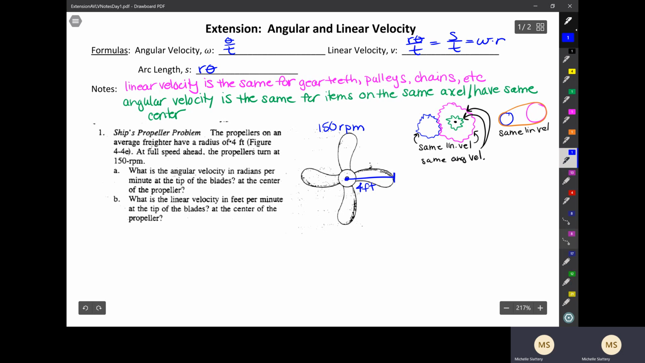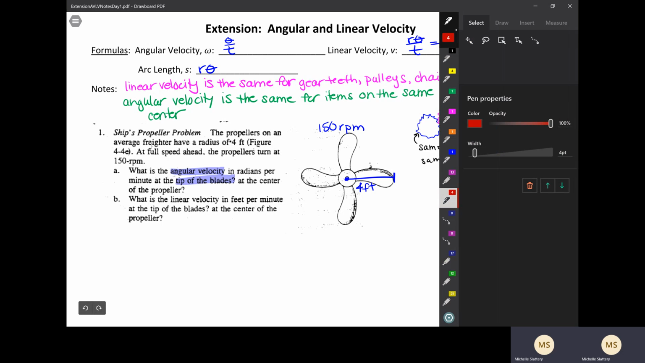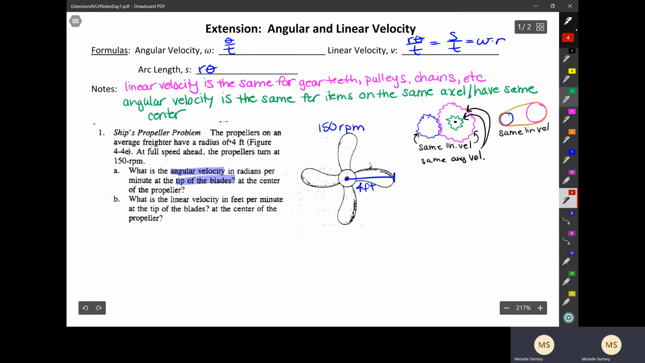The first thing that it's asking me to do is to find the angular velocity in radians per minute at the tip of the blade. So we're going to imagine a point that's going to be right here on the tip of the blade. So right here at the end. So it's 4 feet from the center.